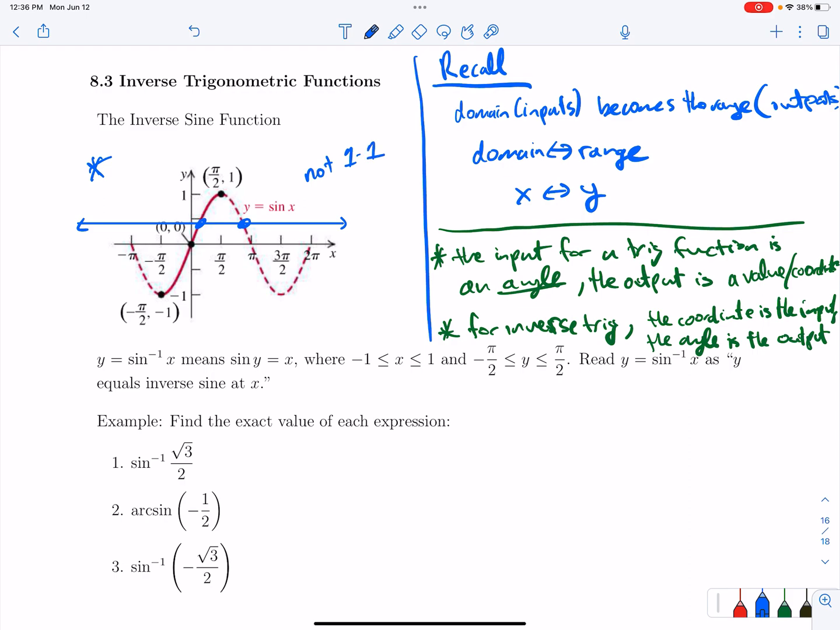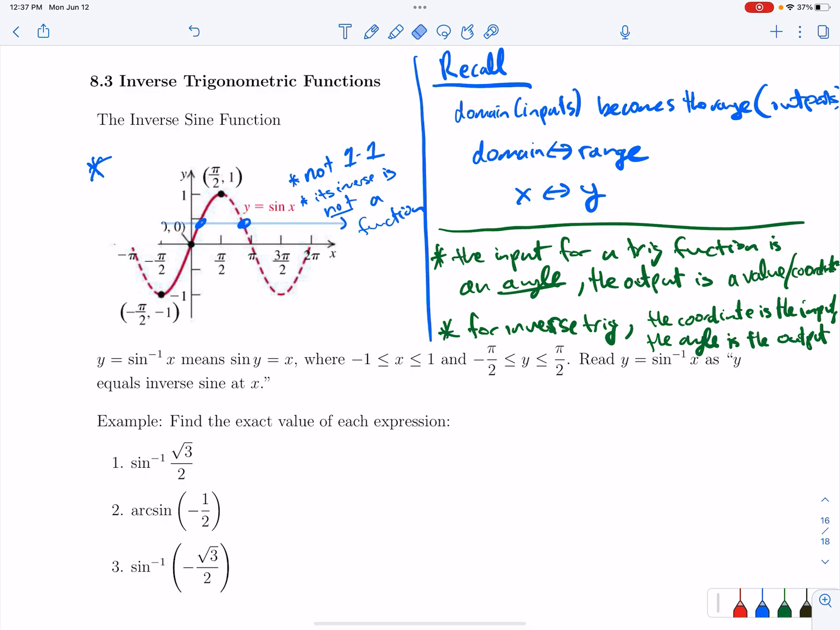The reason we care about a function being 1-to-1 is because if a function is not 1-to-1, when we take its inverse, the inverse will not also be a function. In other words, this graph right here is not 1-to-1. That means its inverse is not a function. So we need a function to be 1-to-1 in order for its inverse to be a function.